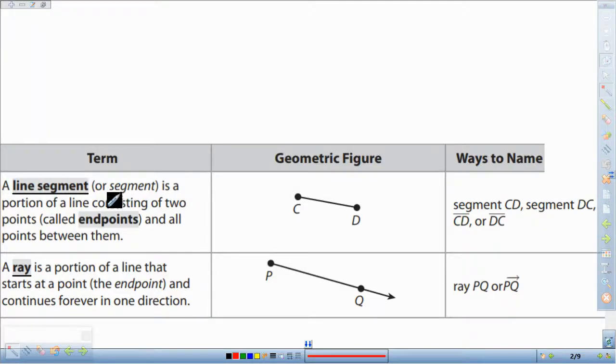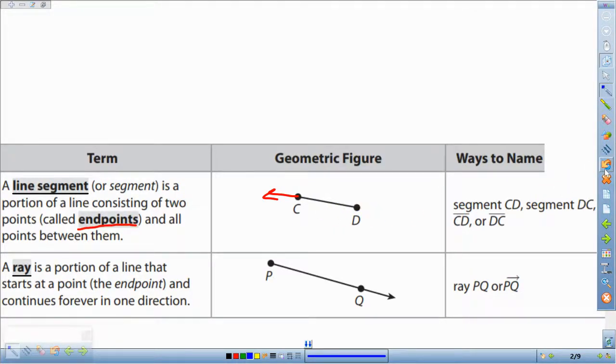It says a line segment, or sometimes just called a segment, is a portion of a line consisting of 2 points called endpoints, and all points between them. So you can think of a line segment as a piece of a line, a portion of it. You can see it just goes from one point to another. Notice there's no arrows pointing off in both directions. Though even if there were arrows pointing off in both directions, we would still consider this part of it, from here to here, this blue part, a segment of this line, just so you know.